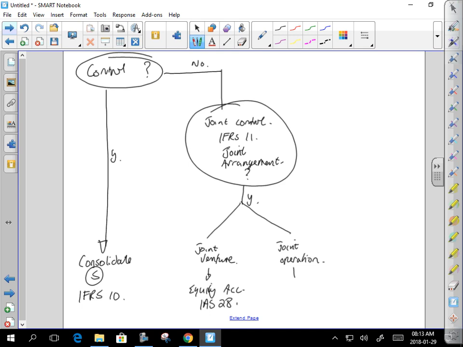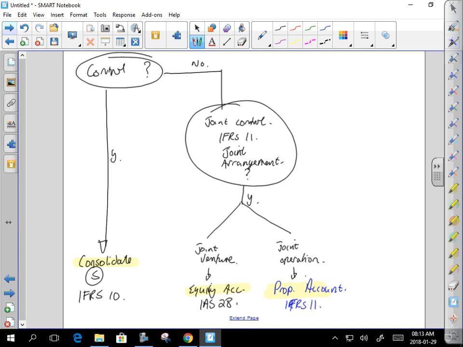A joint operation, there's no coined phrase. So I say consolidate your subsidiary. I say equity account your joint venture. They don't really have a name for this in IFRS. I'm going to just come up with a name. This is basically what they tell you to do. Here we're going to proportionately account, and that will be done in terms of IFRS 11.